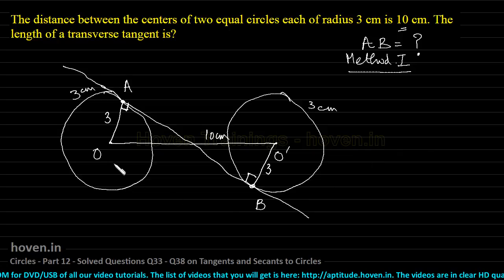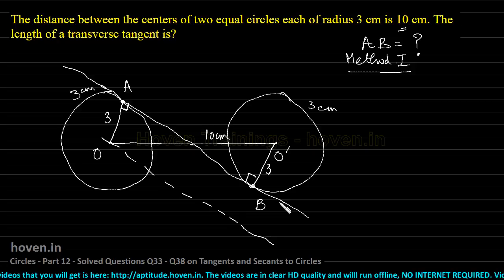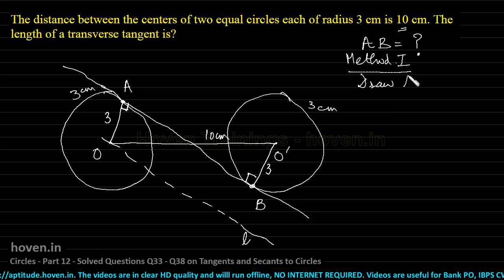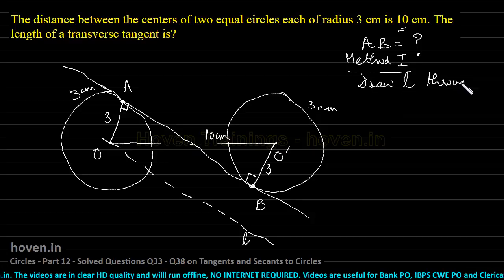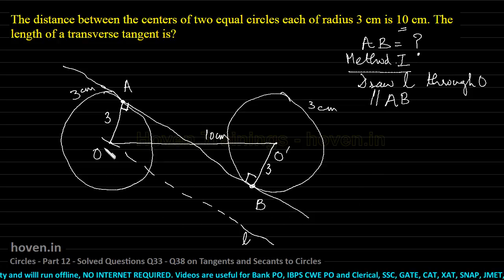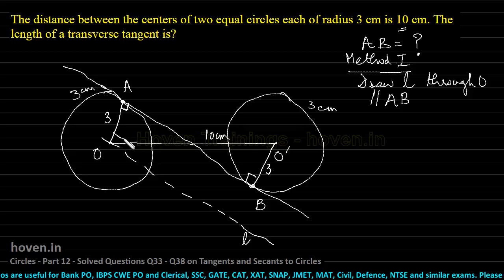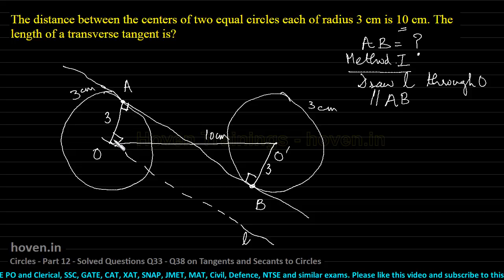In method 1, from O, we will draw a line parallel to AB. Draw L through O parallel to AB. We have drawn it parallel. Now, since it is parallel to this line, this angle will also be 90 degrees. Sum of angles on the same side of the transversal has to be 180. This is 90, so this will also have to be 90.